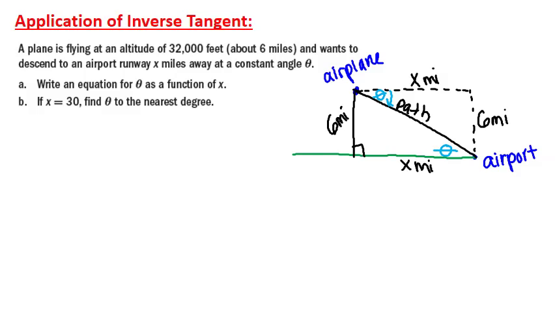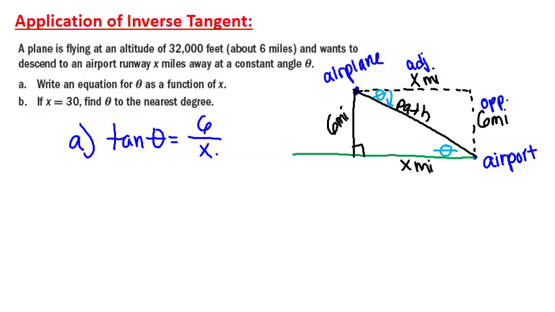So we want to write an equation for theta as a function of x. Looking at what we have first, we know that opposite of theta is the 6, and adjacent to theta is the x. That tells me I have tangent. So for part A, we know that the tangent of theta is equal to opposite over adjacent, so 6 over x.